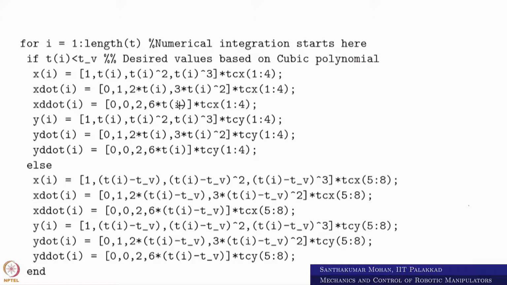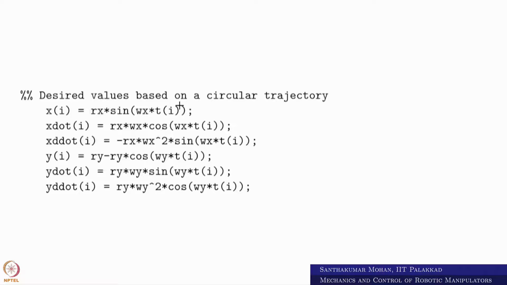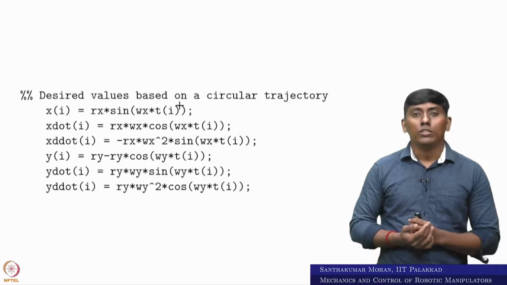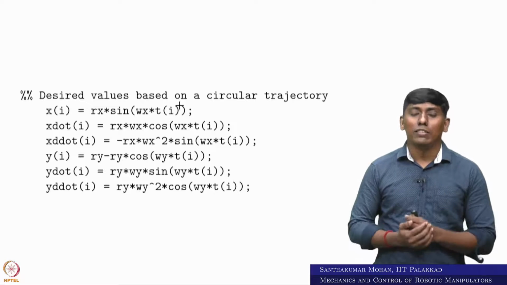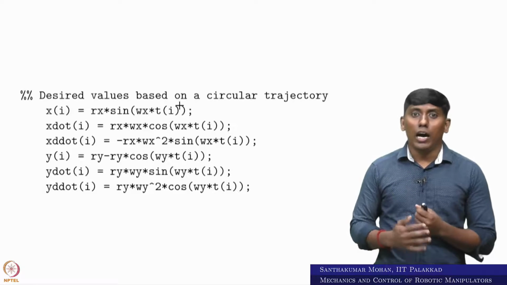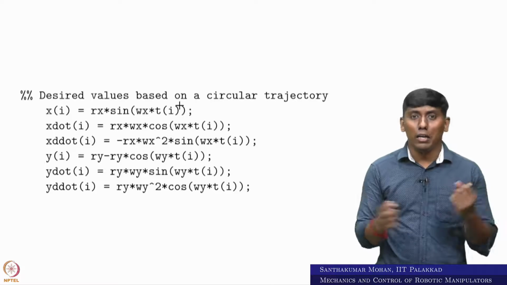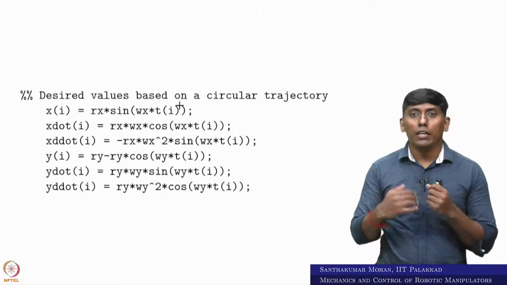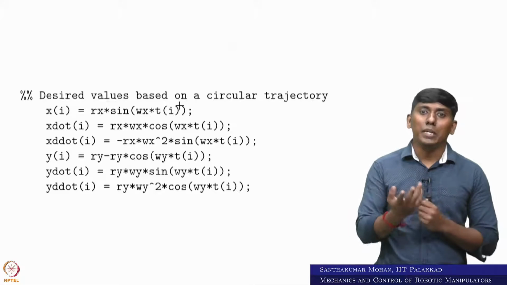Once these are all obtained, we can do the numerical integration. For that we are taking two segments: T of I goes from T0 to TV, that is the first segment, and then TV to TF is the second segment. Then we come back to the desired values based on the circular trajectory. This is a simple circle, where Rx is the radius. If Rx and Ry are different, it will give an ellipse, and similarly if omega x and omega y are different, that would give a different profile.